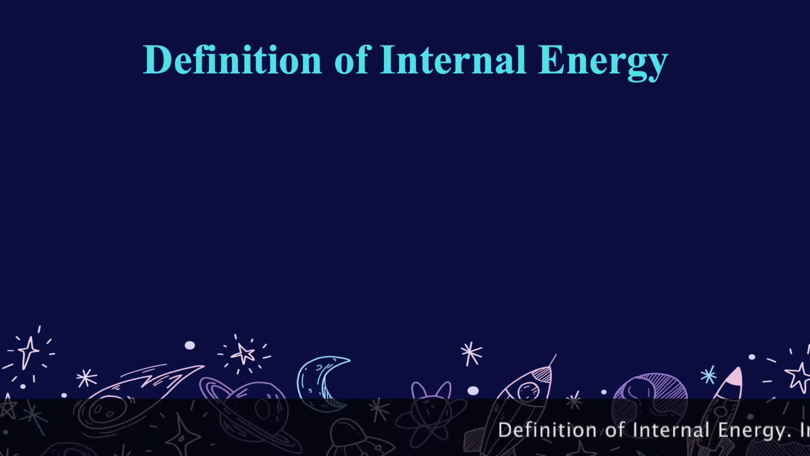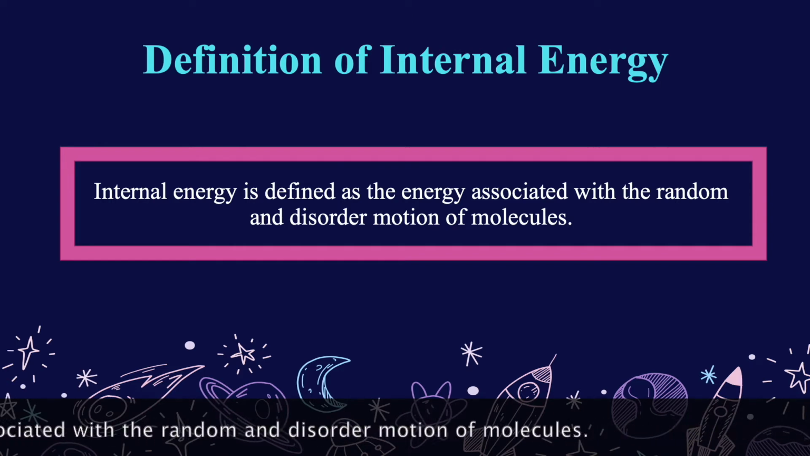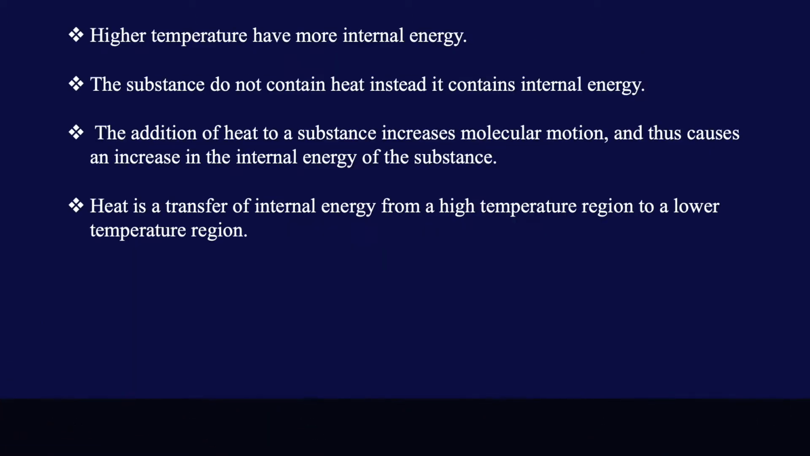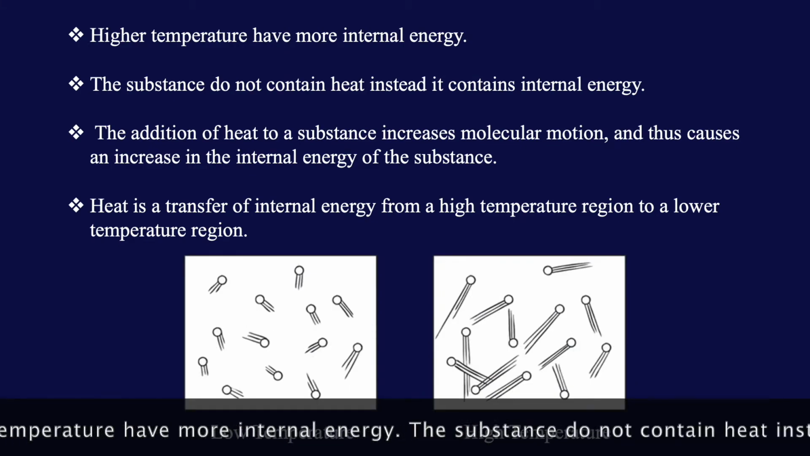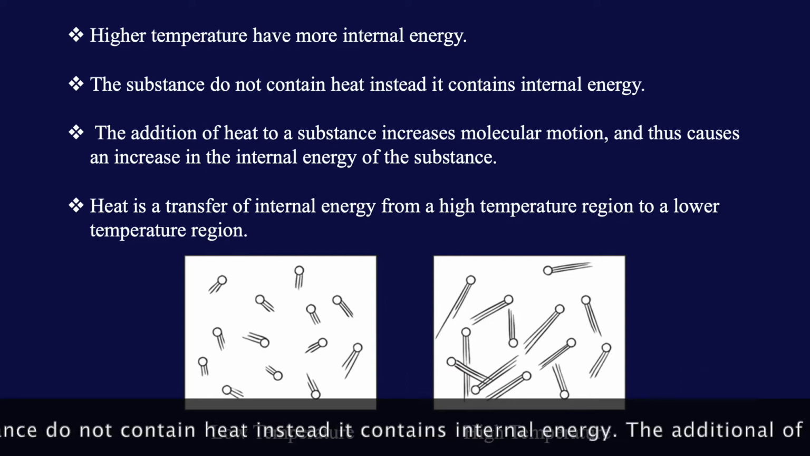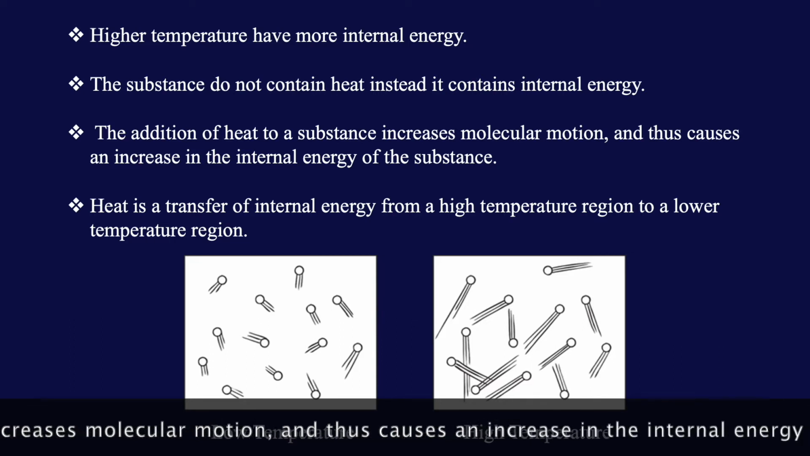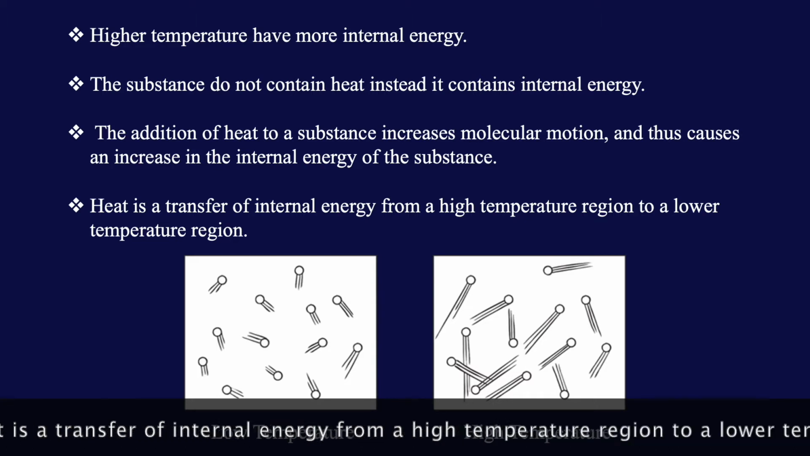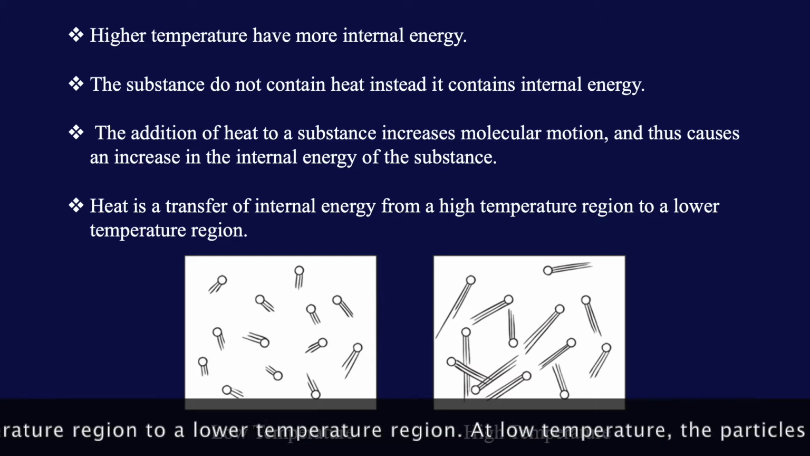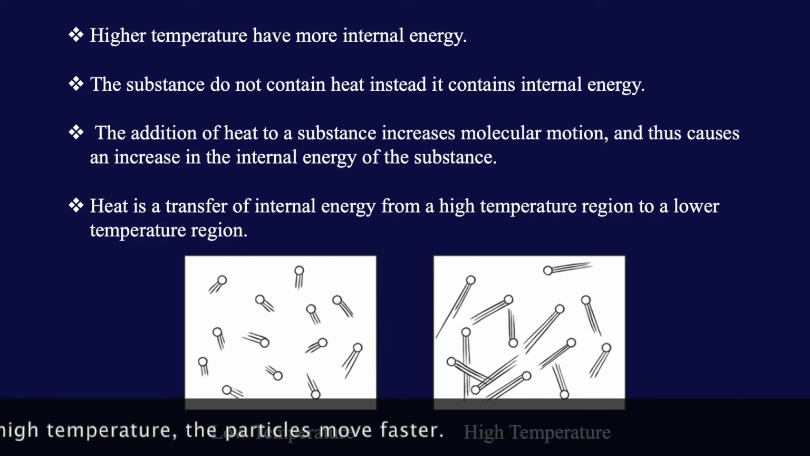Definition of internal energy. Internal energy is defined as the energy associated with the random and disorderly motion of molecules. Higher temperature means more internal energy. The substance does not contain heat, instead it contains internal energy. The addition of heat to a substance increases molecular motion, and thus causes an increase in the internal energy of the substance. Heat is a transfer of internal energy from a high temperature region to a lower temperature region. At low temperature, the particles move slower, while at high temperature, the particles move faster.